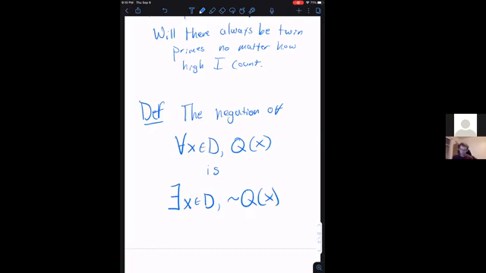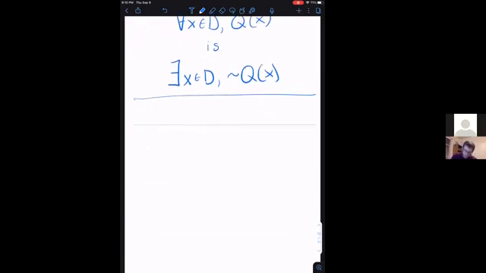So this is going to be important because sometimes we need to negate our for all statements. And so the negation of our for all statements is going to be exist statements. And surprise, surprise, the negation of exist statements. Okay. So the negation of existential statements.